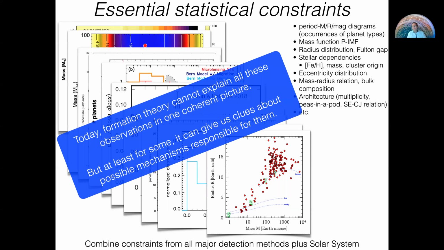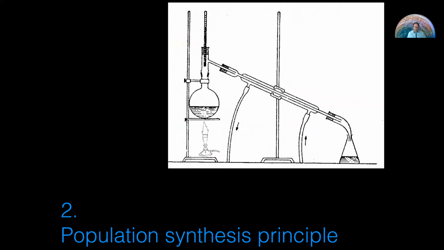And then what we see is that formation theory can certainly not explain all these observations nowadays in one coherent picture. We are not at all there. But I think at least for some, it can give us some clues about possible mechanisms that might cause some observed property. Good. Let us now move to the population synthesis principle. And as we will see, one of the most important ingredients of that method is these end-to-end or global models. And for that, we should quickly have a look at what are all the different physical effects that come into play when a planetary system forms.